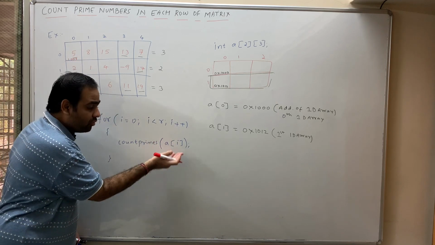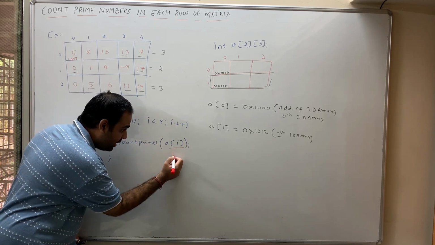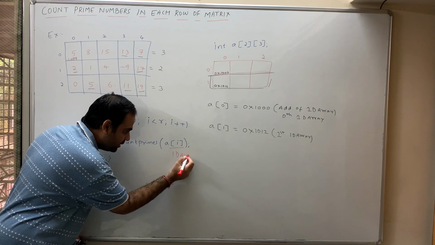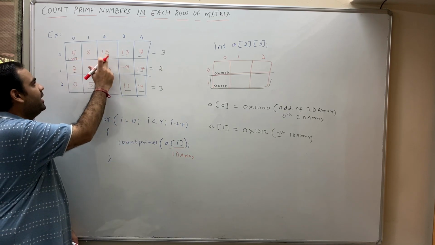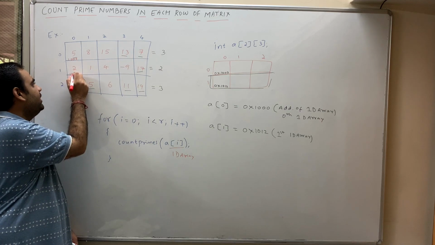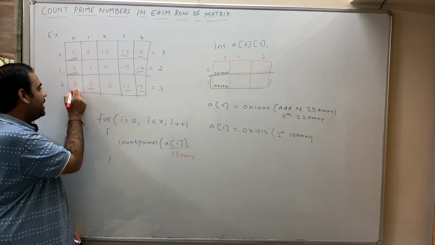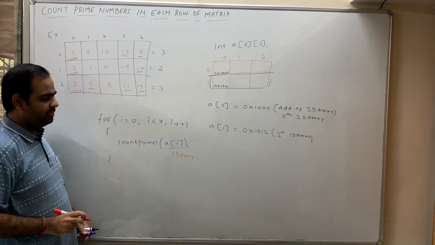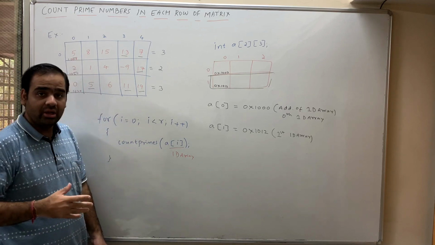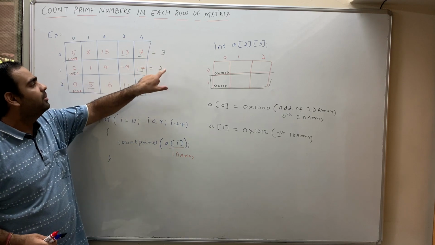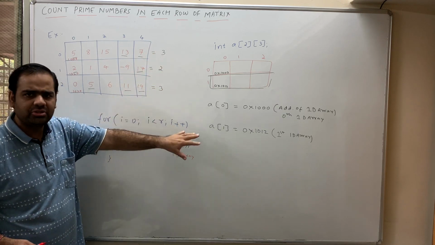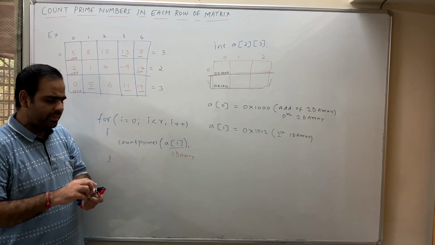Now what will happen? 1000 will be passed, and this is a one-dimensional array. I plus plus, I is 1, and 1012 will be passed, then 1016 and 1020. I plus plus, and 1040 will be passed. And whenever we say count the number of prime numbers in the one-dimensional array, there may be 3 prime numbers, 2 prime numbers, 3 prime numbers, 0 prime numbers, or 100 prime numbers.